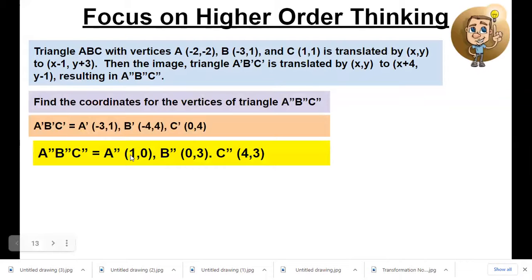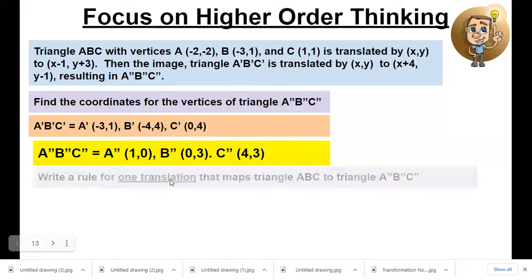So for A double prime, we're going to look at these points and we're going to add 4 to x and subtract 1 from y. So adding 4, -3 plus 4 becomes 1. -4 plus 4 becomes 0. And 0 plus 4 becomes 4. Subtracting 1, 1 minus 1 is 0, 4 minus 1 is 3, and 4 minus 1 is 3. So those are your answers.